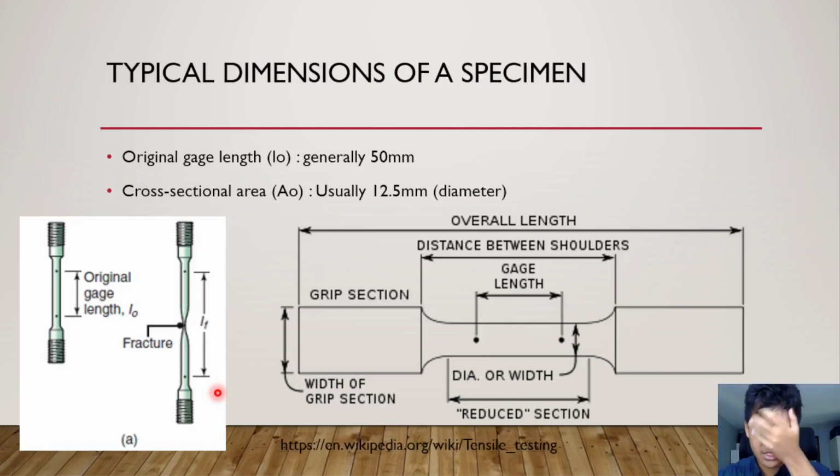To do a test, we'll need a specimen. So what does this specimen look like? This is what a typical tension test specimen looks like. We have its original gauge length, signified by LO, and its cross-sectional area, signified by AO. Its cross-sectional area is right about here, or anywhere to be exact. The point is, all our measurements have to be within this so-called shoulder.